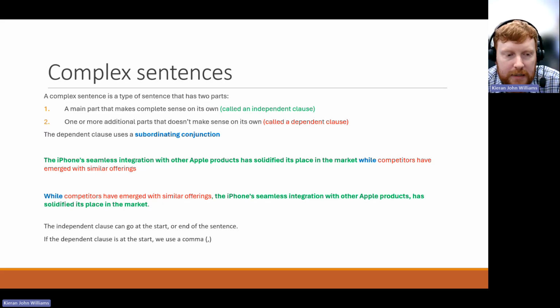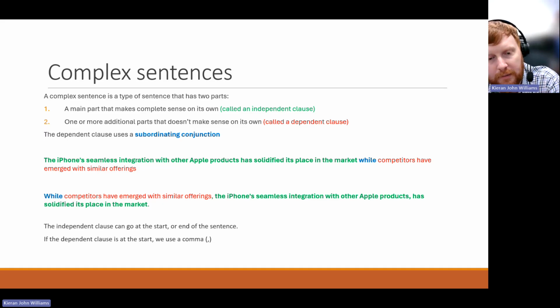Okay, so complex sentences are, as you can imagine, complex. This is a sentence that has two parts. It has a part of a sentence that makes sense on its own, which is called an independent clause. If it doesn't have the second part, it still makes sense on its own. The other part is called a dependent clause, which means it only makes sense when you connect it to the first part. If you have it on its own, it doesn't make any logical sense. And then you connect them together with something called a subordinating conjunction.